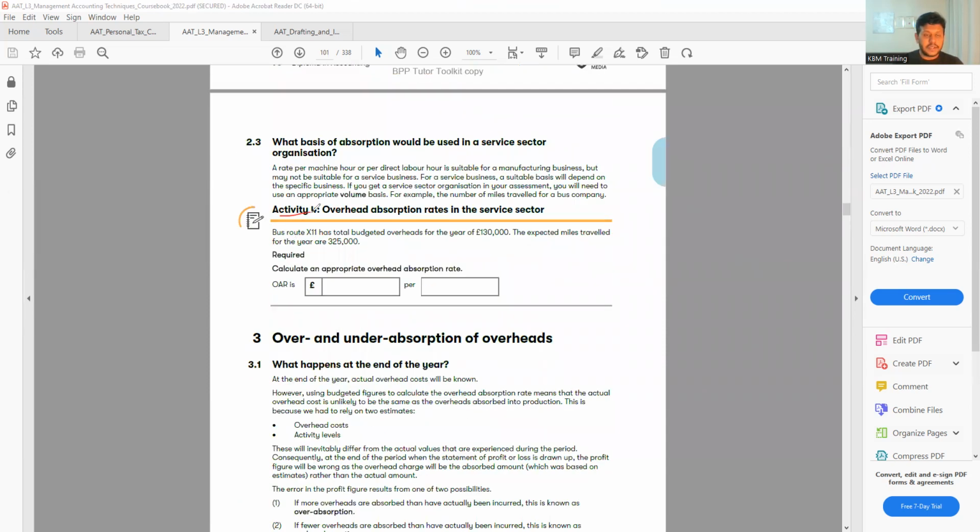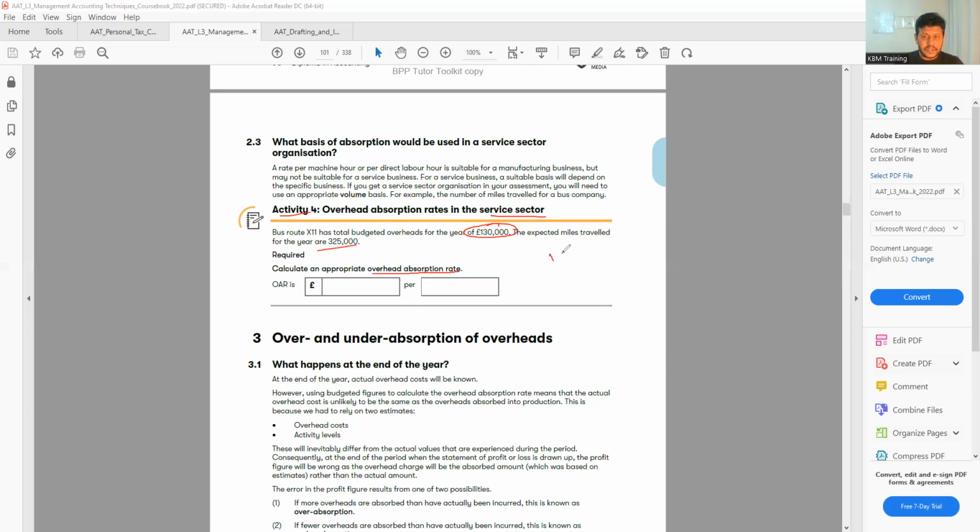Okay, then we have activity 4. It's the overhead absorption rate in the service sector. Bus route X11 has total budgeted overhead of 130. So we always need the budgeted overhead. So budgeted overhead is 130,000. The expected miles travelled for the year are 325,000. So expected mile, that is 325,000. Calculate the appropriate overhead absorption rate.